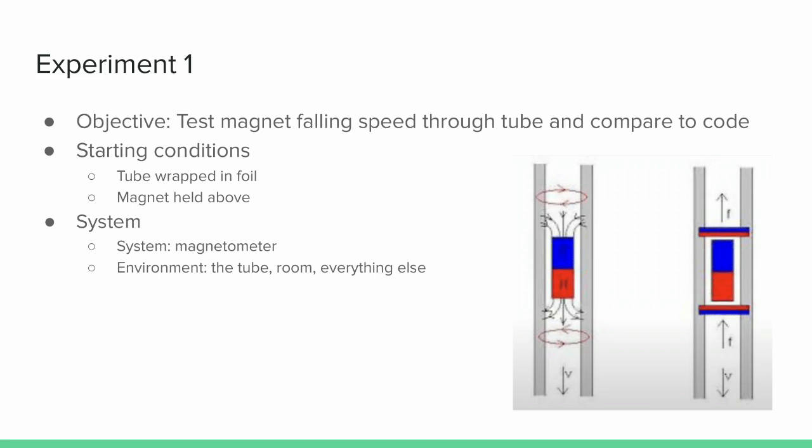The objective of this experiment is to test the magnet's falling speed through the tube and compare it to the code model. The starting conditions are that the cardboard tube is wrapped in foil and the magnet is held above by us. The system of this experiment is the magnet, and the environment is the tube, the room, and everything else.